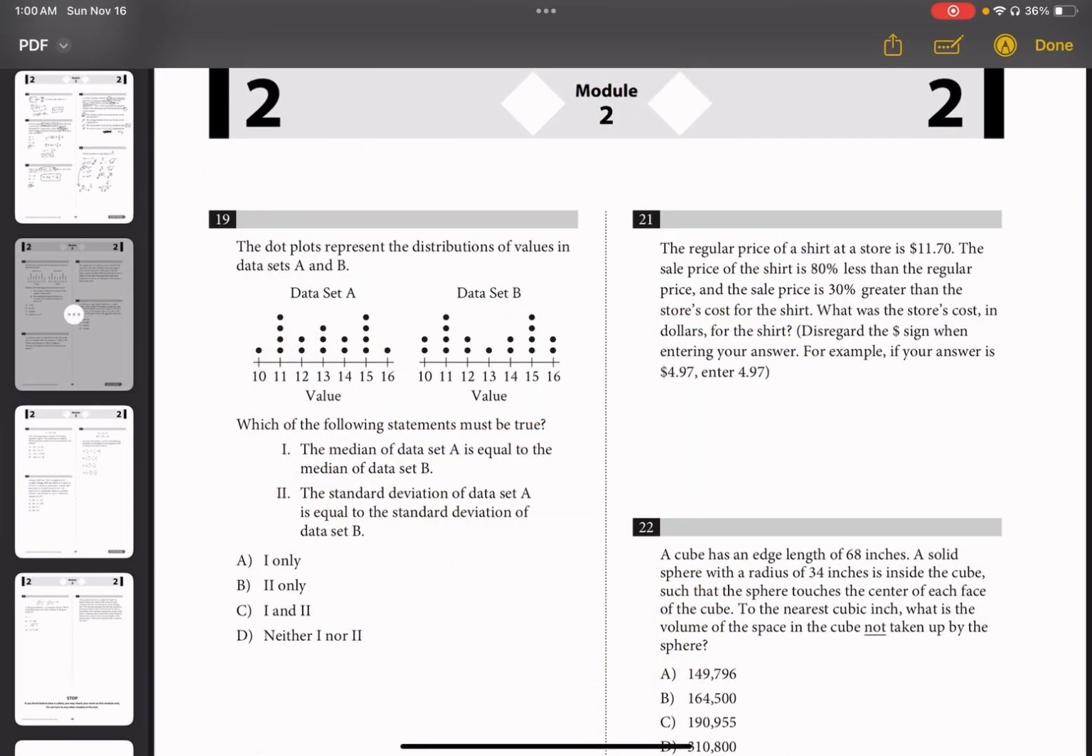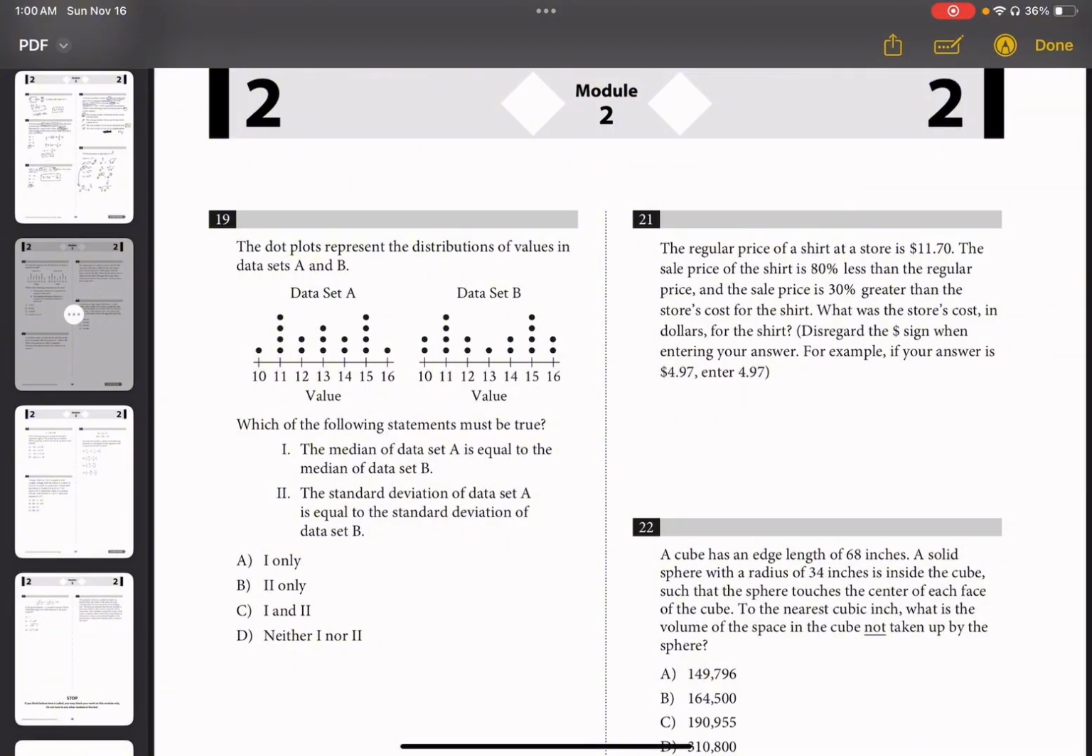We are now on our final episode of practice test number 8, finishing off module 2 of the math section today. We're going to start here on question 19. The dot plots represent the distributions of values in data sets A and B. Which of the following statements must be true?